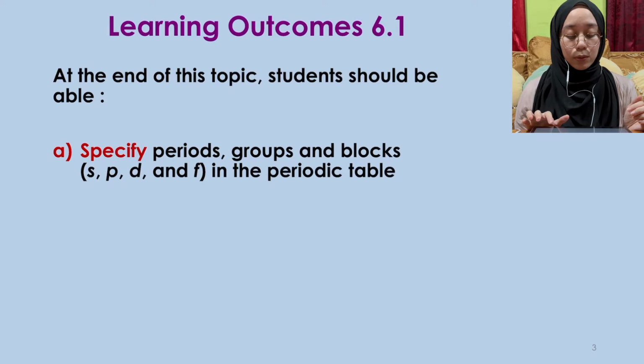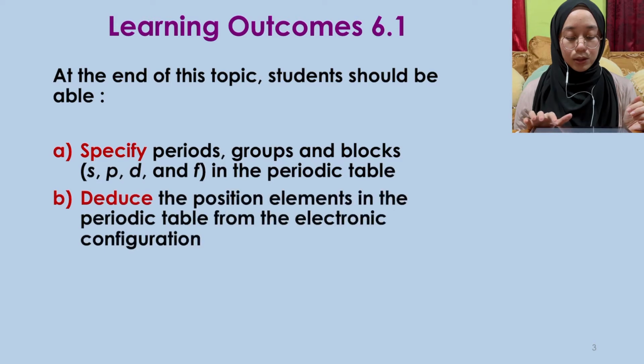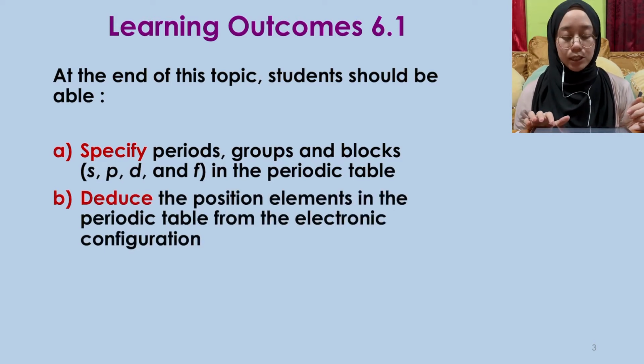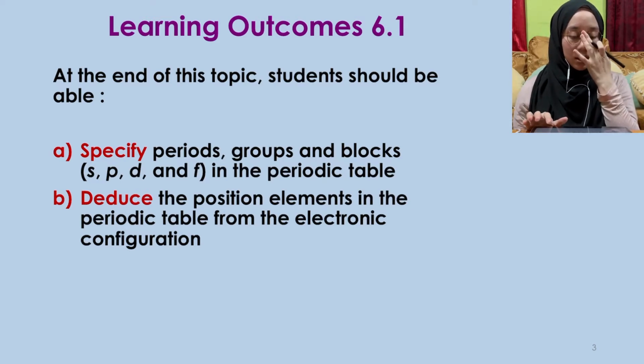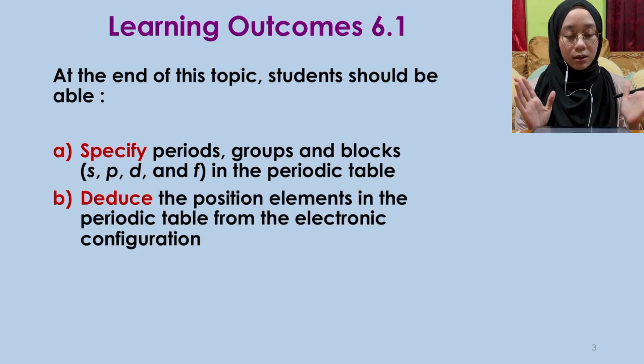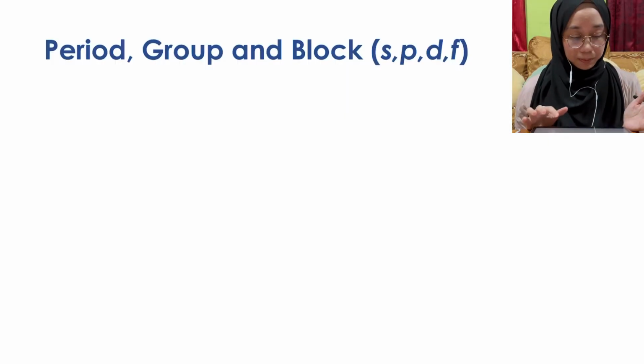First, we will have to know how to specify periods, groups and also blocks in the periodic table. Then we will deduce the position of elements in the periodic table from the electronic configuration. So basically, you have to know how to write the electronic configuration for 6.1. Okay, so let's have a look at the introduction of the periodic table first.